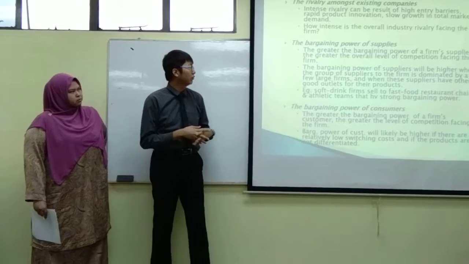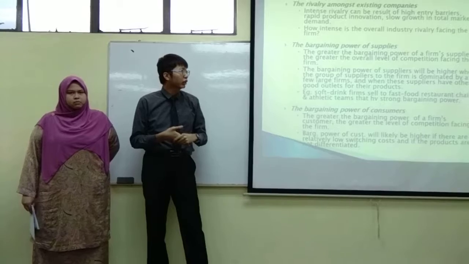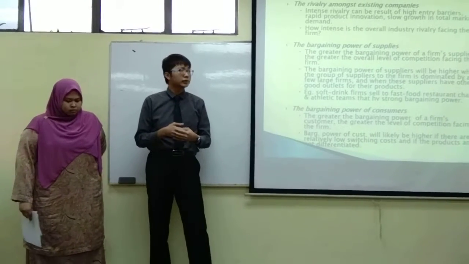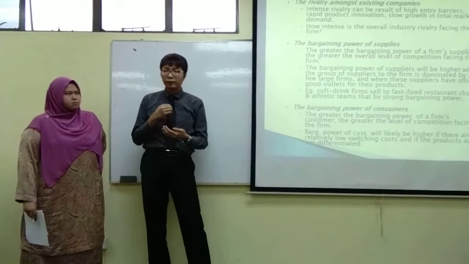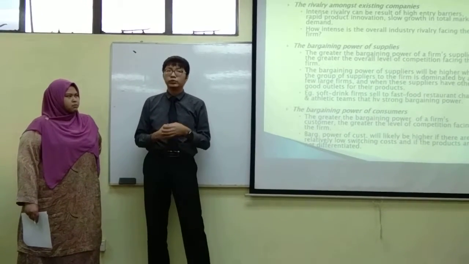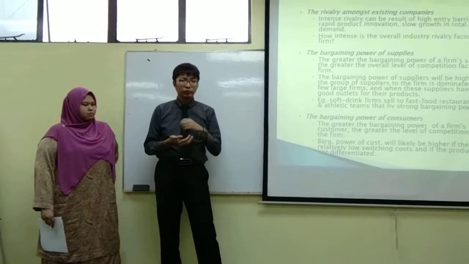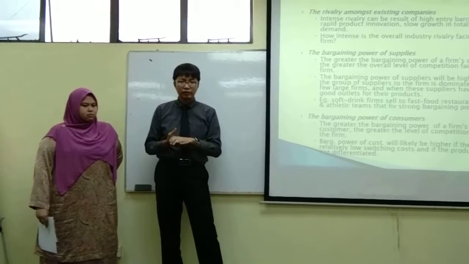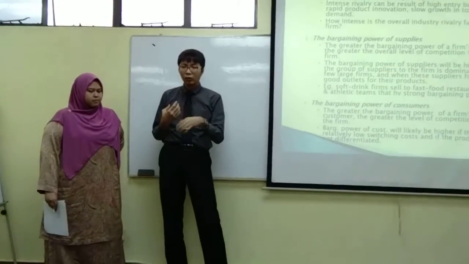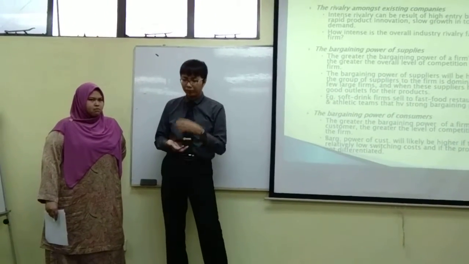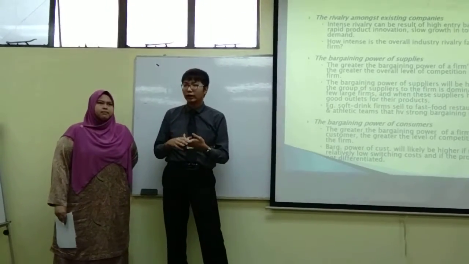Okay, the fourth and fifth ones are the bargaining power of suppliers and of consumers. For the bargaining power of suppliers, the main objective of the company is to lower the cost and maximize profit, right? So as a company, you have to find a supplier which can give you a lower cost to manufacture a product, like cost of labor, cost of material, etc.